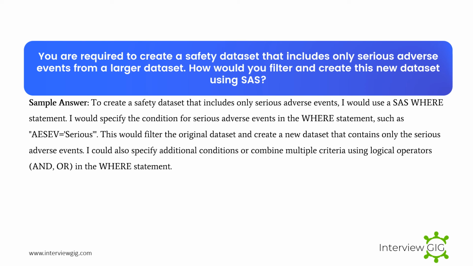You are required to create a safety dataset that includes only serious adverse events from a larger dataset. How would you filter and create this new dataset using SAS? Sample answer. To create a safety dataset that includes only serious adverse events, I would use a SAS where statement. I would specify the condition for serious adverse events in the where statement, such as ASAV is equal to serious. This would filter the original dataset and create a new dataset that contains only the serious adverse events. I could also specify additional conditions or combine multiple criteria using logical operators and/or in the where statement.